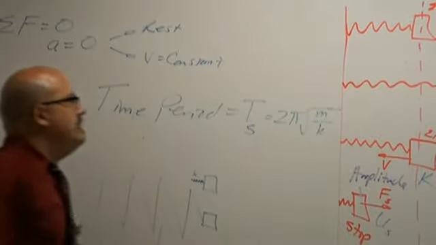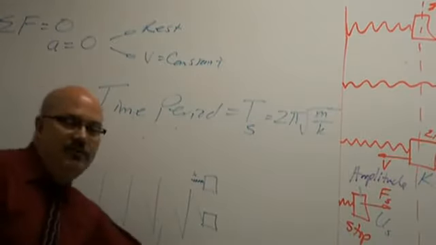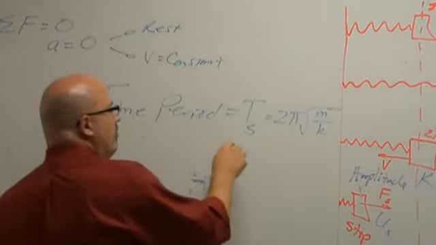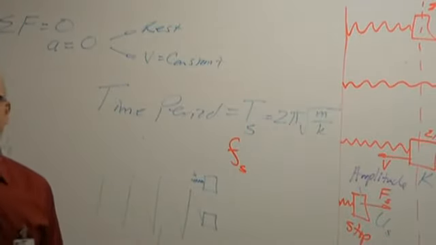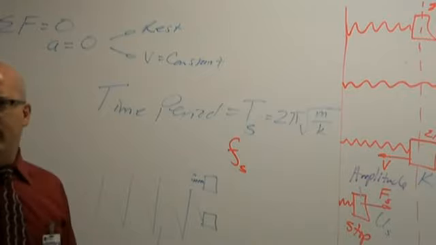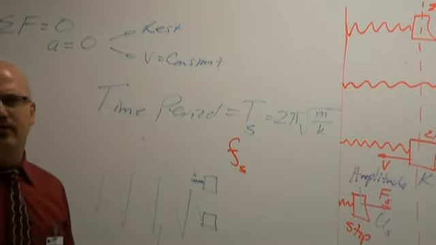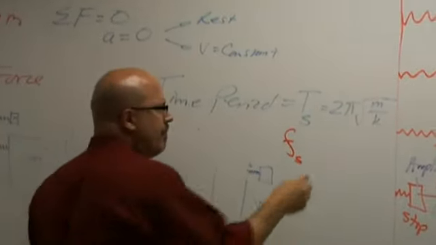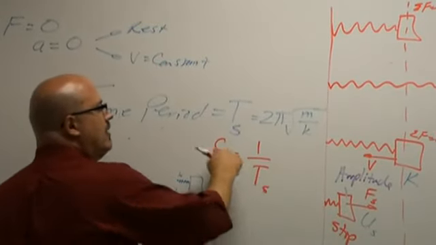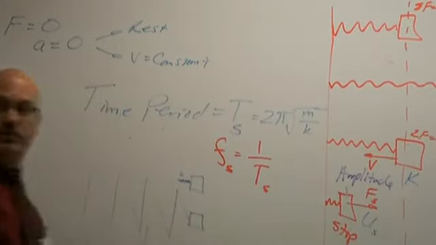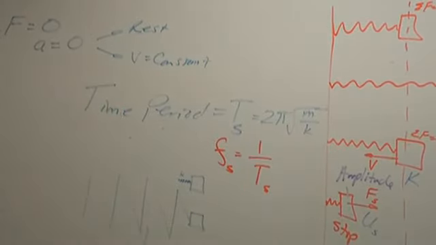That's the time period for a spring mass. But wait a minute, what if I want to know the frequency of a spring mass? How is frequency related to time period? Anybody remember? It's 1 over the time period. So if you want to know frequency instead, you just take this and flip it over. Okay? All right, any questions?